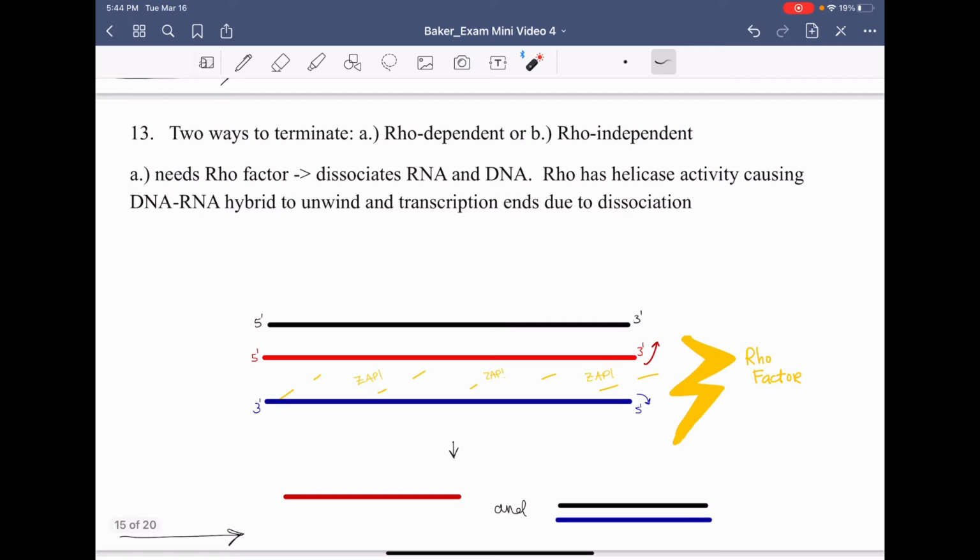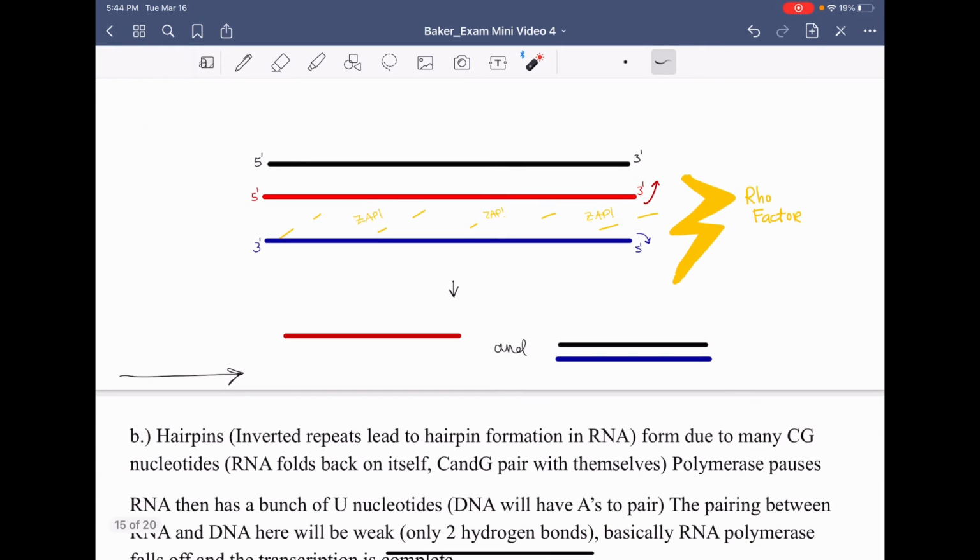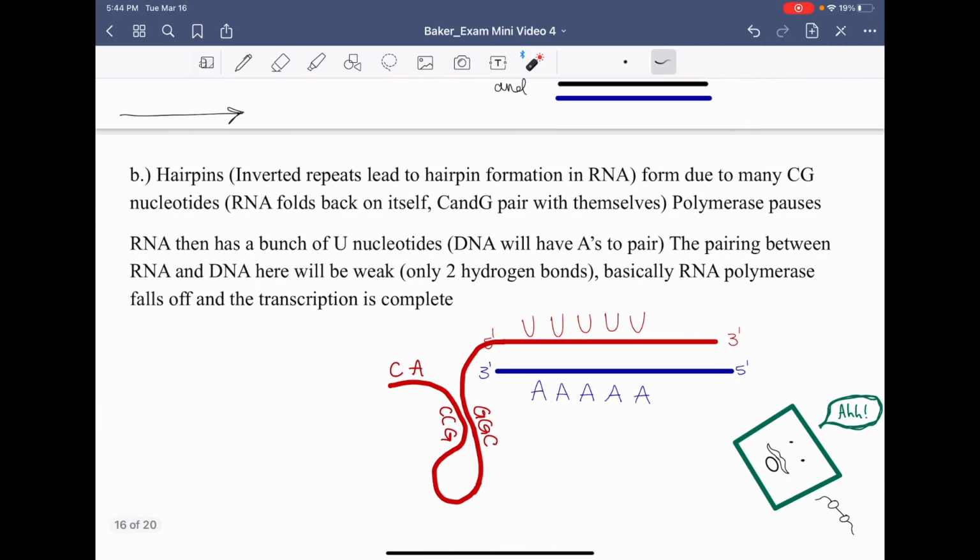So there's going to be 2 ways to terminate. We either need this RHO factor or we do not need it. So the RHO is going to unwind the RNA from the DNA, and you're going to end up with these 2 products right here. Otherwise, it's going to be inverted repeats, which is going to be a lot of C's and G's that have bonded together, because RNA is kind of folded back on itself.